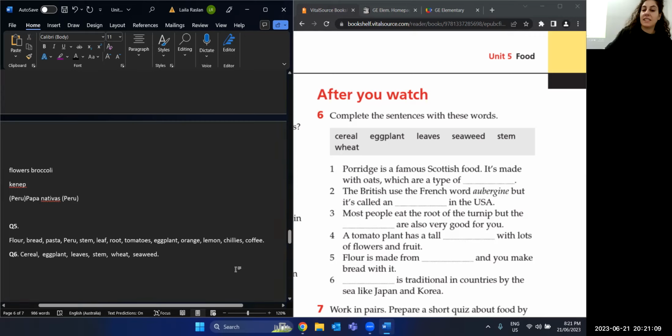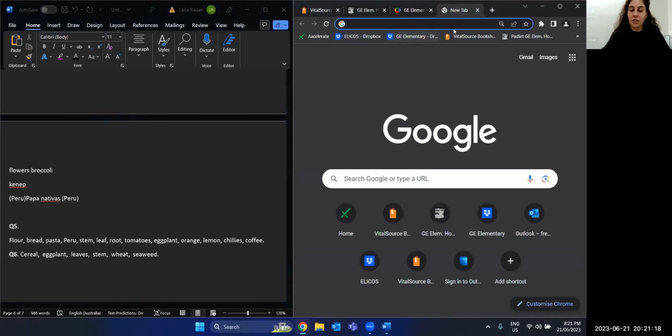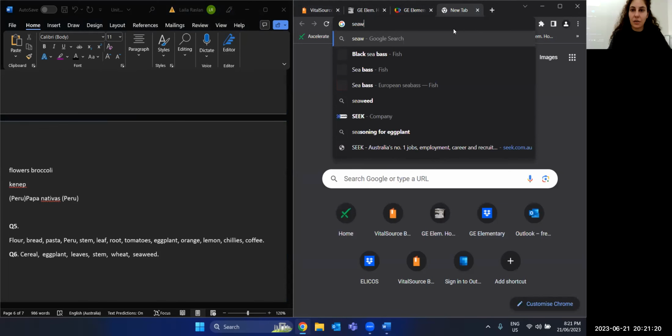Yeah. Seaweed is traditional in countries by the sea like Japan and Korea. We know what seaweed is. I'll quickly show you seaweed.